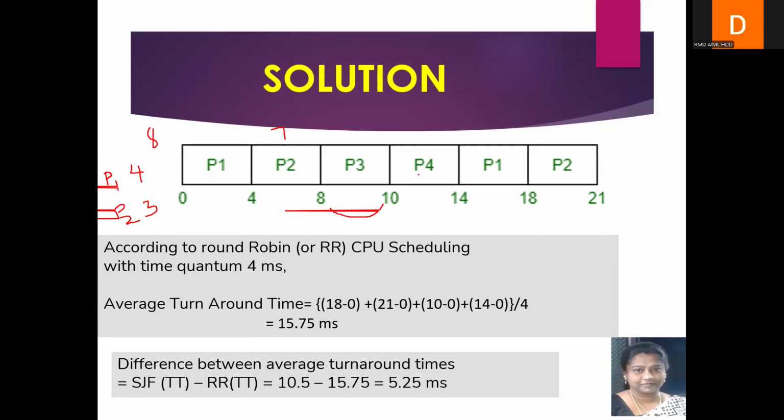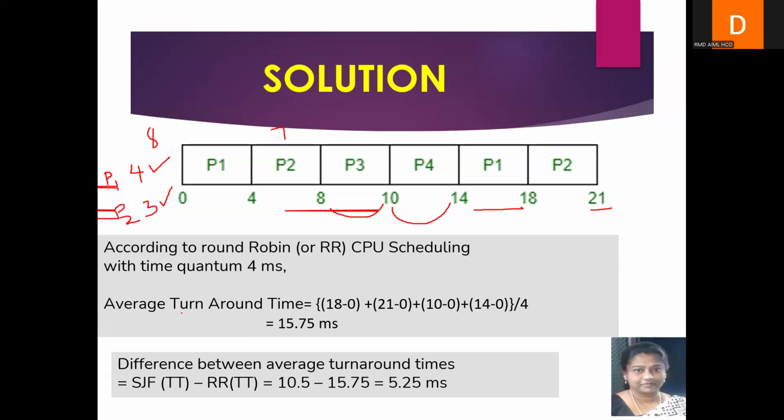And the execution time of P4 is 4 exactly. Therefore, 10 plus 4, 14, P4 comes out. So P3 and P4 have completely executed. So they leave the system. P1 again comes back because 4 milliseconds of P1 is remaining. So P1 comes out at 18. Then P2 goes in. P2 has to execute for 3 milliseconds. So therefore P2 comes out at 21. So this is how we draw the Gantt chart for the round robin algorithm.